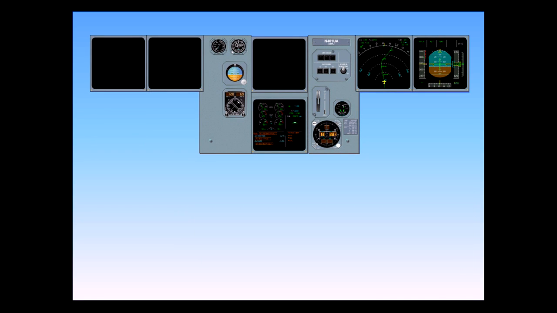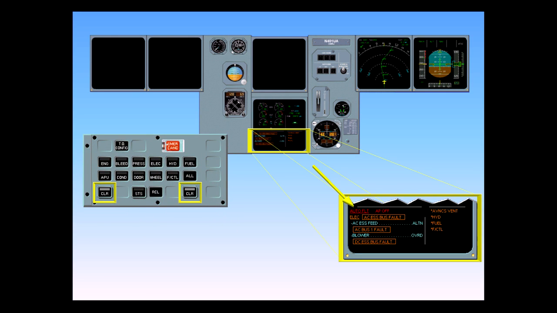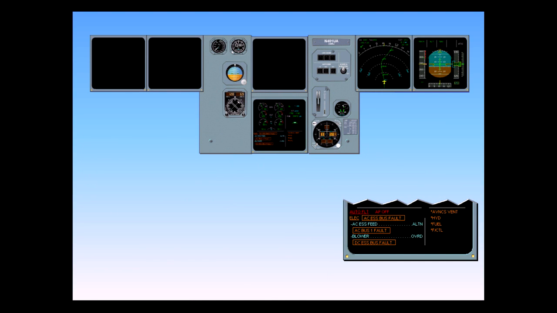The EWD and the ECAM checklists are now displayed on the lower ECAM. The first item is the autopilot. It can be cleared either by clicking twice on the autopilot disconnect on the side stick or by using the clear key on the ECAM control panel. For this exercise, use the clear key. Clear auto flight. The first item, autopilot, has disappeared.